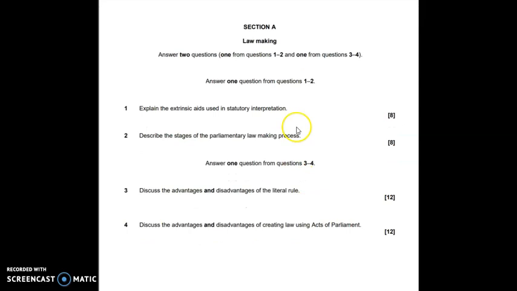So in section A, you're being asked about the topic of lawmaking, and you have to answer 2 questions on section A. You're going to choose either question 1 or question 2, and then you're going to choose either question 3 or question 4. Notice that questions 1 and 2 are sort of explain or describe type questions which are worth 8 marks, and for questions 3 and 4 you are asked to discuss advantages and disadvantages, and they're out of 12 marks. We'll come back to this section, but let's just see what else is on this paper.